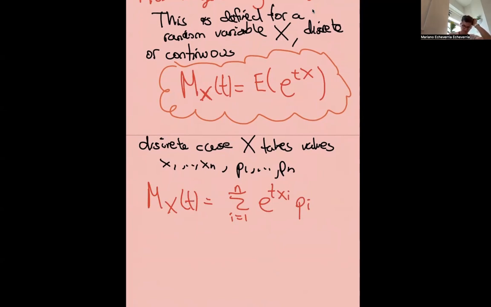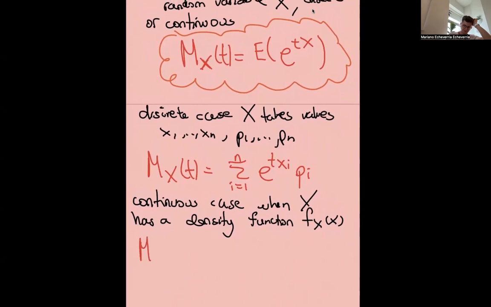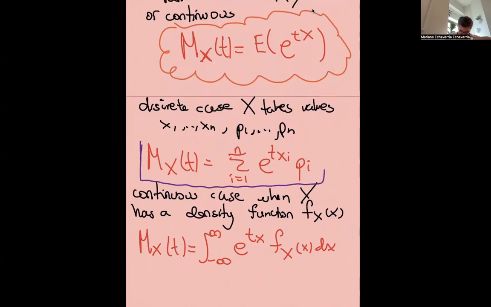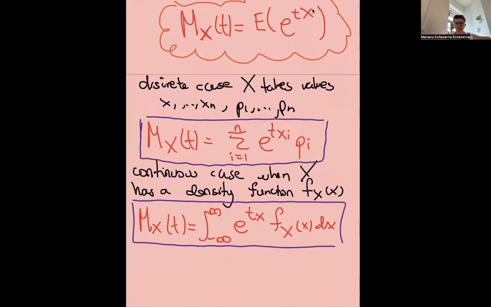And in the continuous case, when x has a density function f sub x, the expected value or this moment generating function is just this. Is this where the Laplace transform sort of comes in?